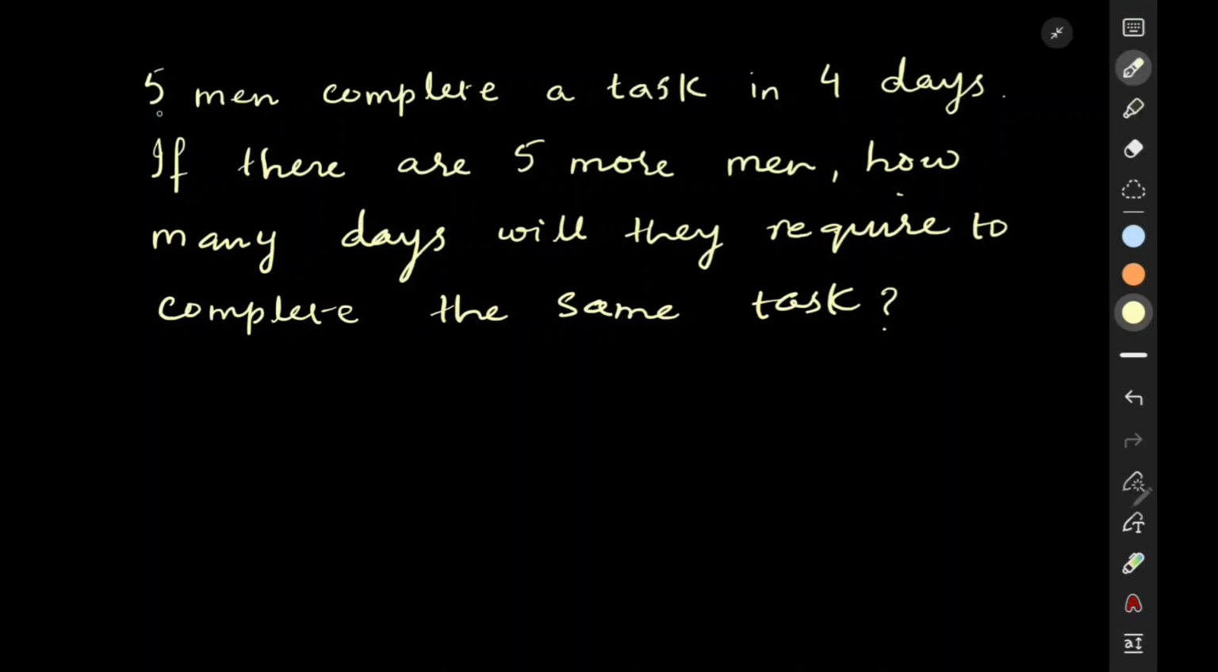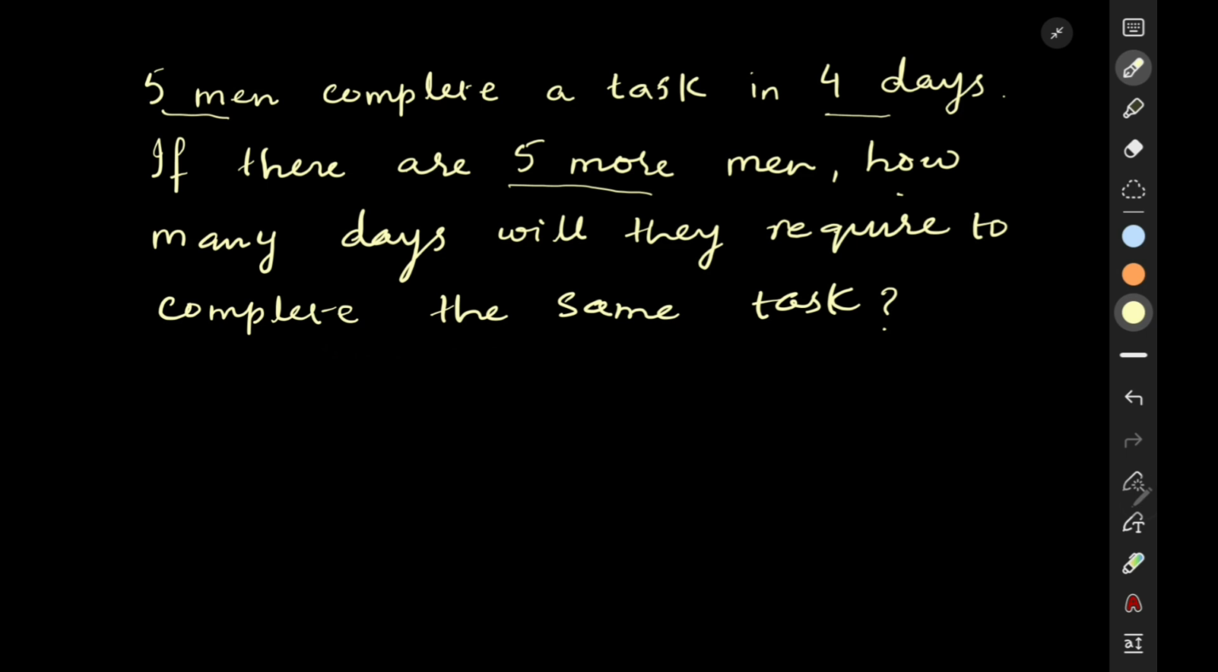So the question is, 5 men complete a task in 4 days. If there are 5 more men, how many days will they require to complete the same task? Here this question is about inverse proportion. How? Here you see that 5 men complete their task in 4 days, and we add 5 more men. So how many days will they require to complete the same task?